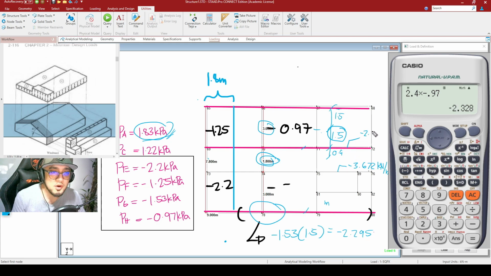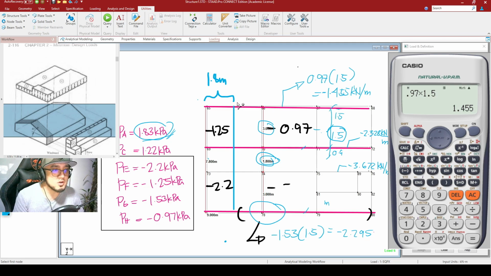So negative 2.328 kilonewtons per meter. So that is for this portion. And as for this last beam right here, this is to be 0.97 times 1.5. And this is now to be equal to, so 0.97 times 1.5. So that is to be 1.455, negative, I should say, 1.455 kilonewtons per meter.